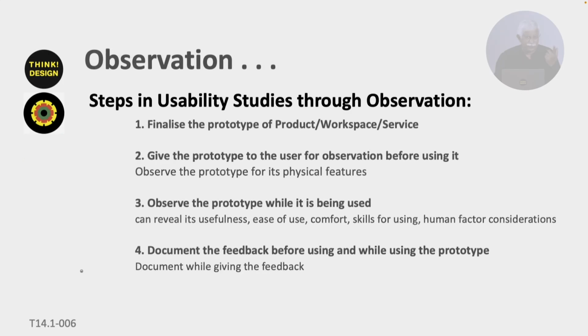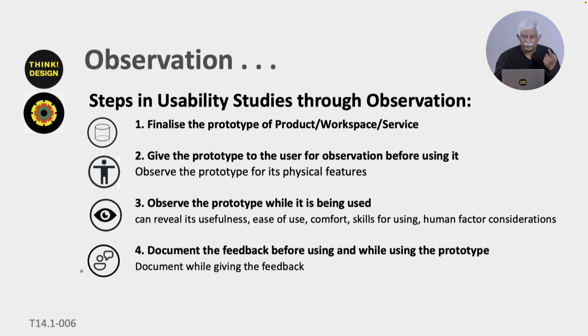So if you look at the steps involved in it, first finalize the prototype or the product or the workspace or the service. Give the prototype to the user for observation before using it. Then you give the prototype while it is being used, and then document the feedback before using and while using the prototype. So that's the part with observation.